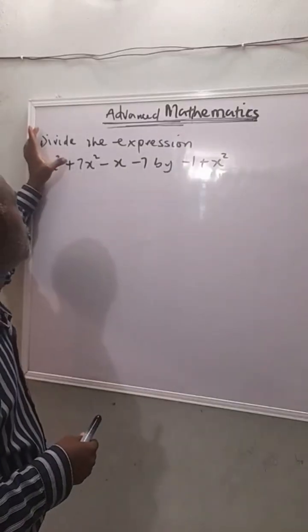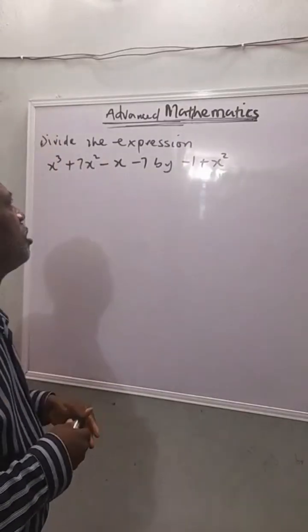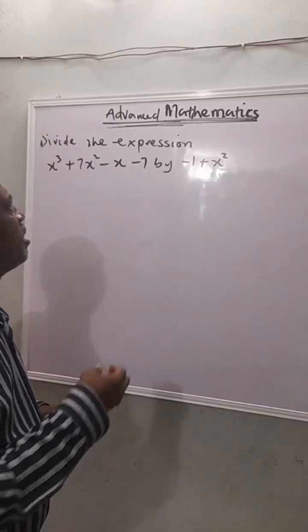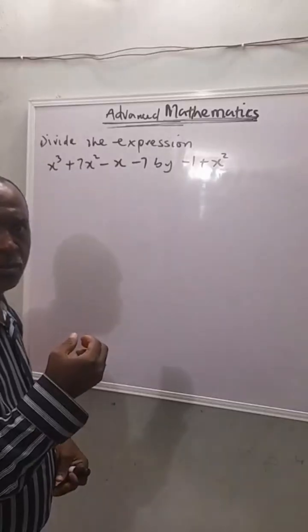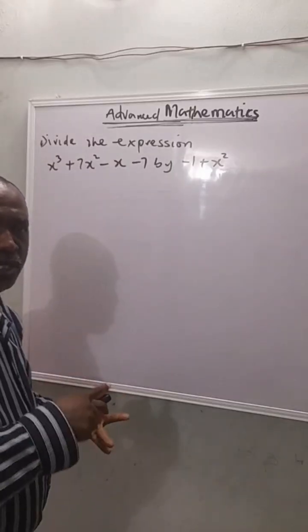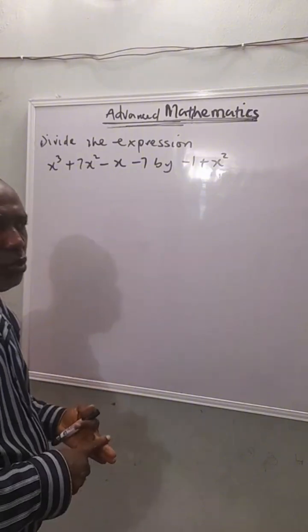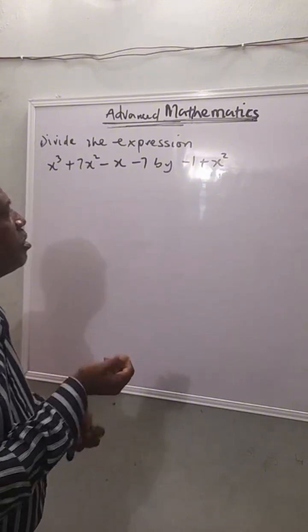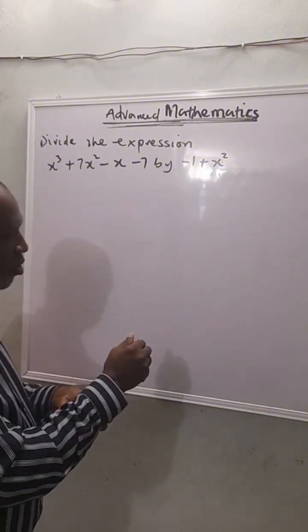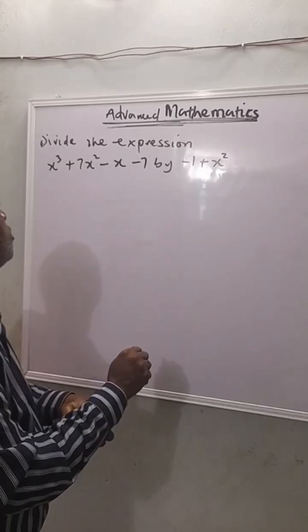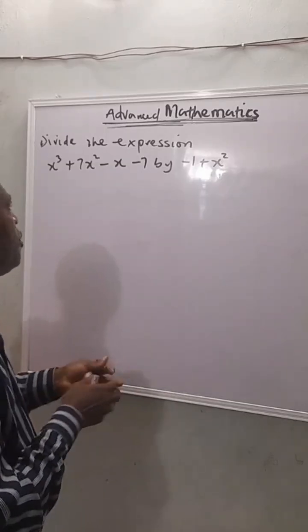A polynomial is made up of addition, subtraction, multiplication, and division. A polynomial is the combination of linear functions, quadratic functions, cubic functions, quartic functions, and so on. And when a question like this is given, we'll apply what they call long division.